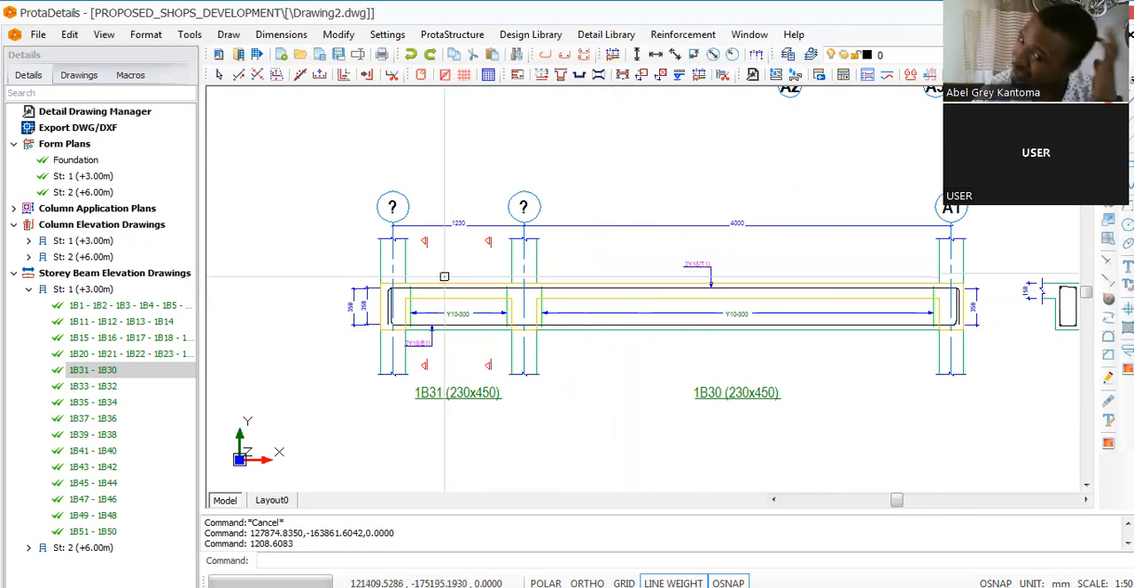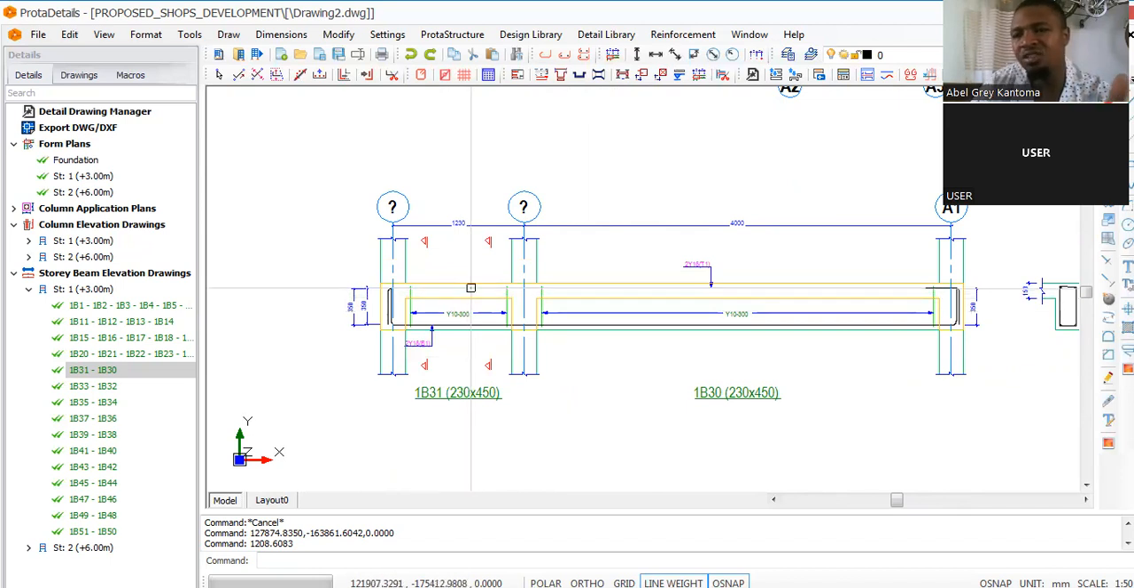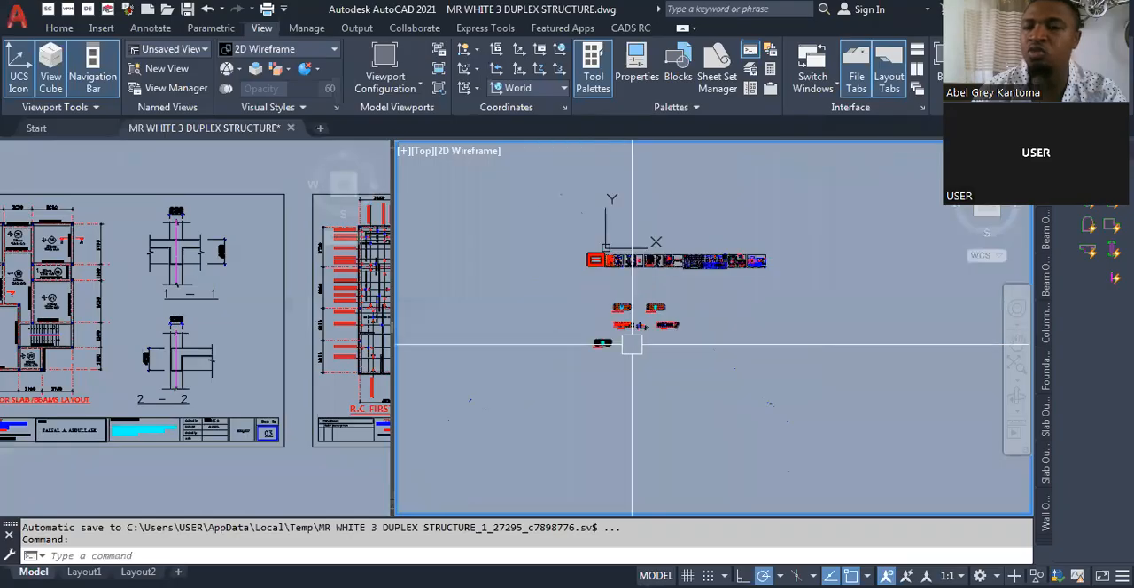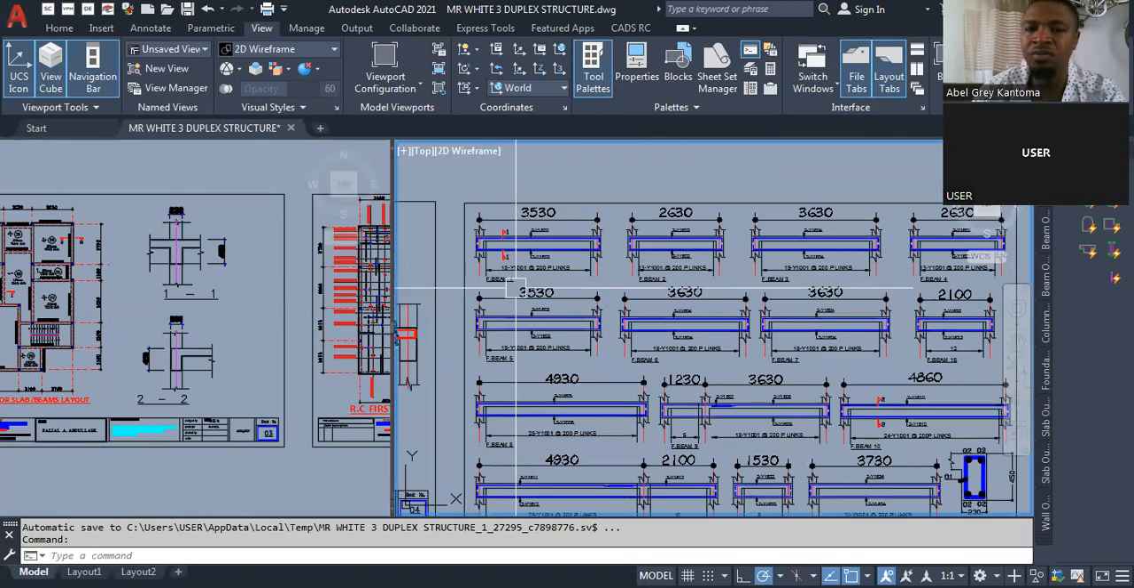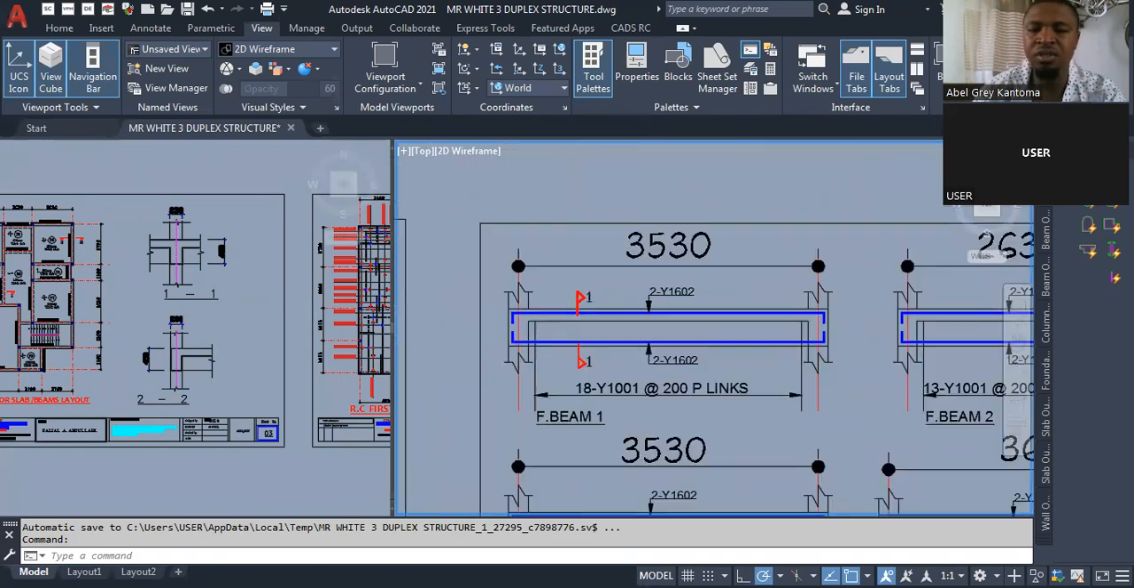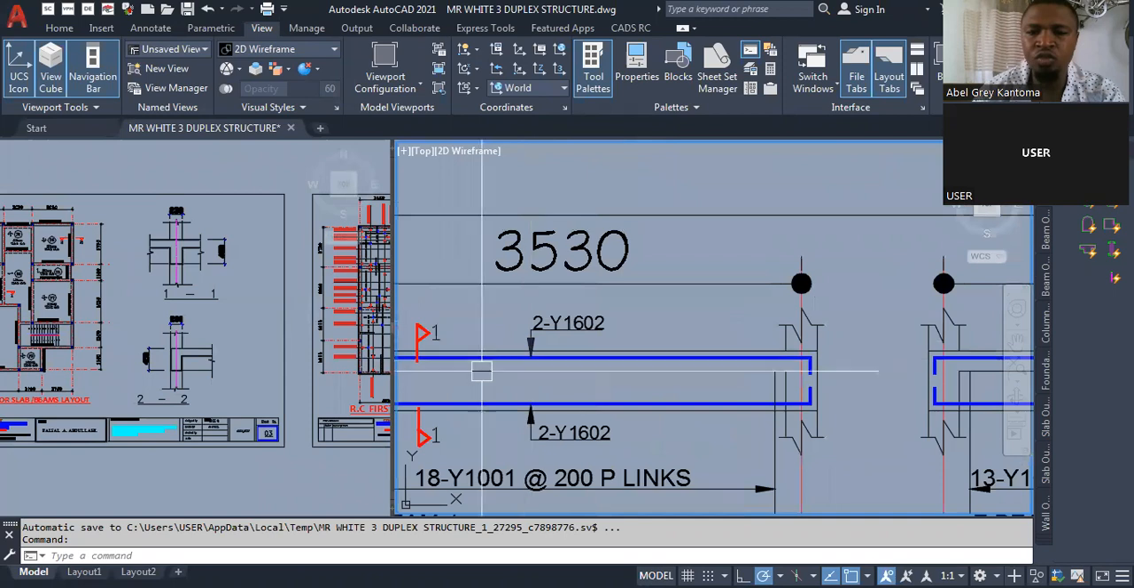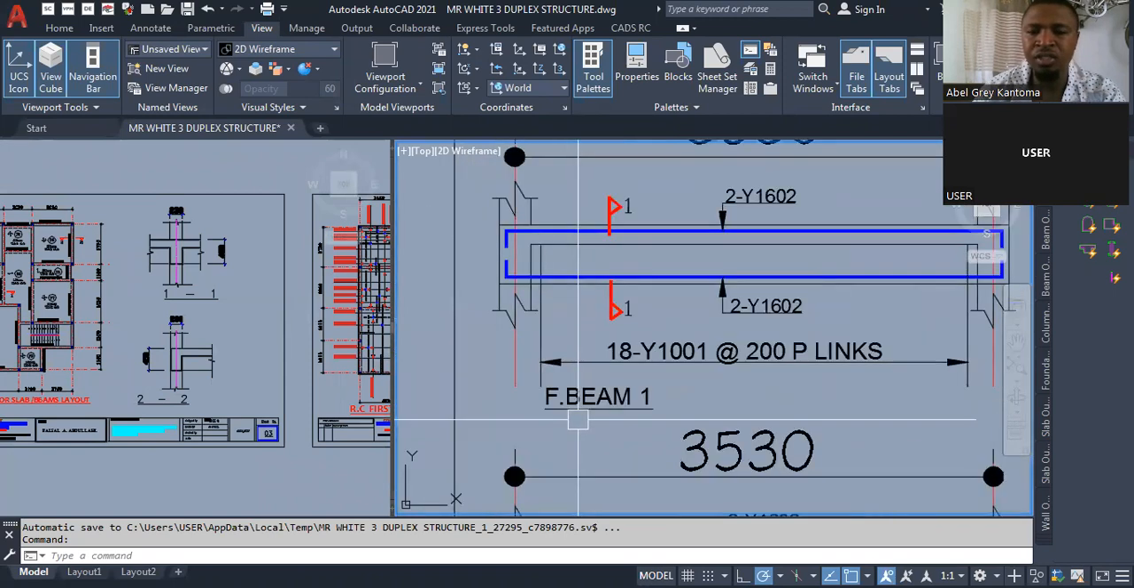Because the only thing is that, like I said, the way the software may want to represent its detailing may be a bit different, there will be slight changes. But I think in Nigeria here, our beam detailing is not very far from what Protastructure always gives us. Okay, it's not very far. I think there are a lot of similarities when it comes to beam, most especially, because if you check this beam here now, it's very, very similar to what I have there in my Protadetail.